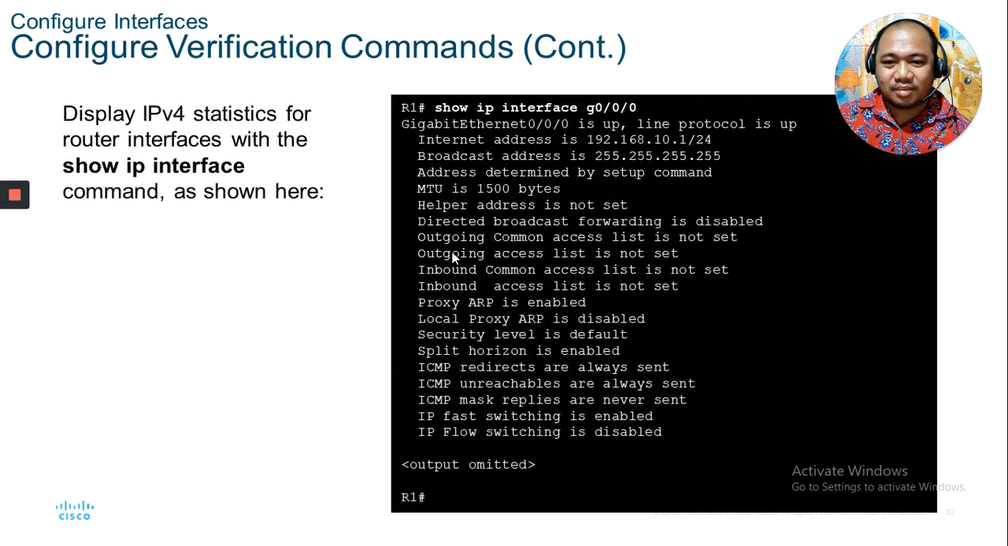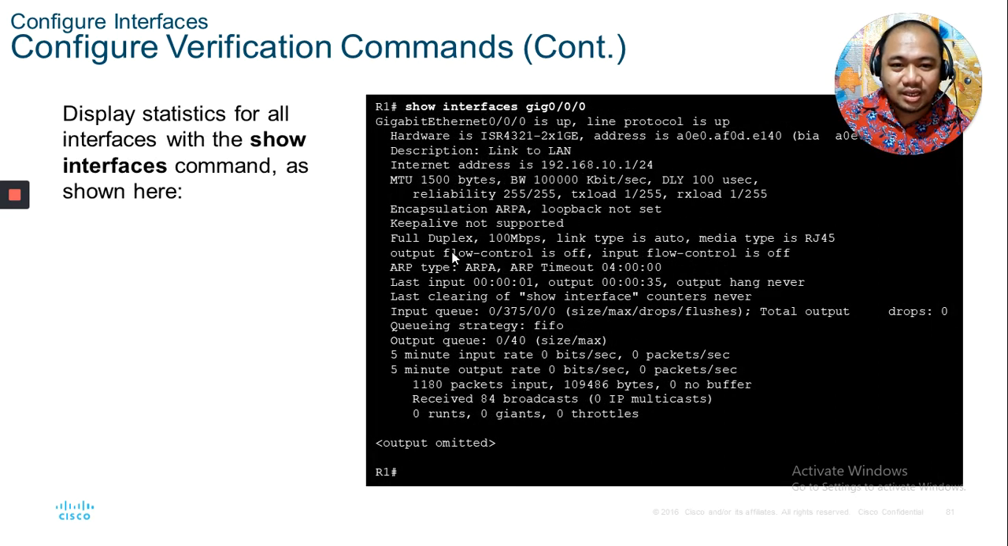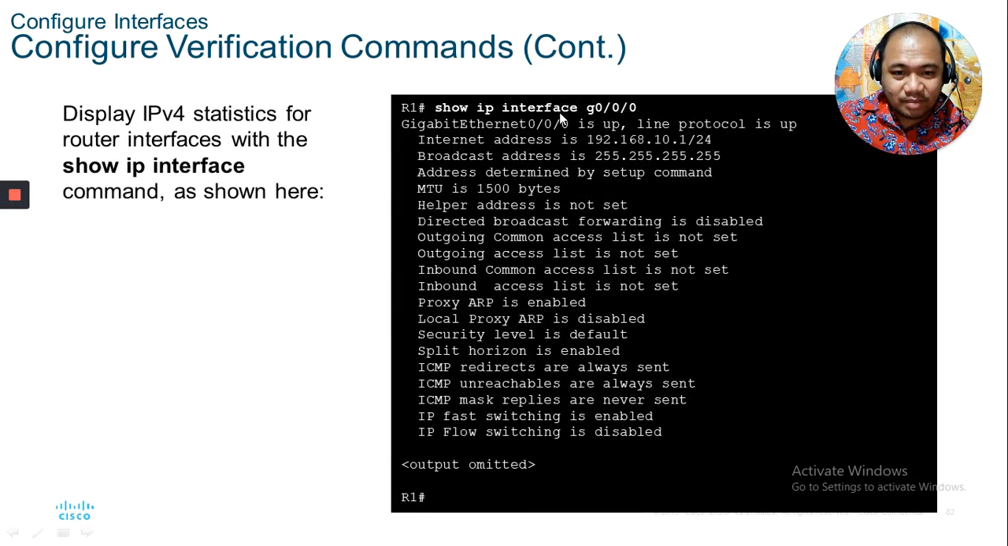Okay, show interface. This is the example of output under the show interface gigabit. This is the output. You can see here the interface up, the MAC address, the bandwidth. You can see, is it duplex? Okay, next, the show ip interface of gigabit, the same. You can see the IP address and subnet mask or the broadcast. The MTU, as I said before, is 1500.